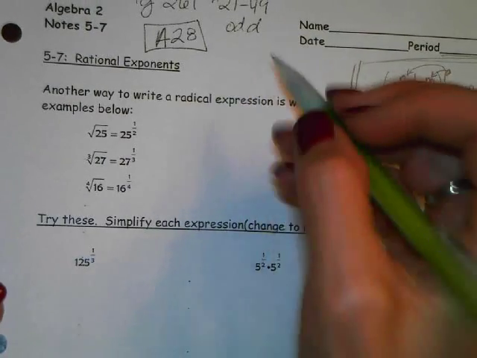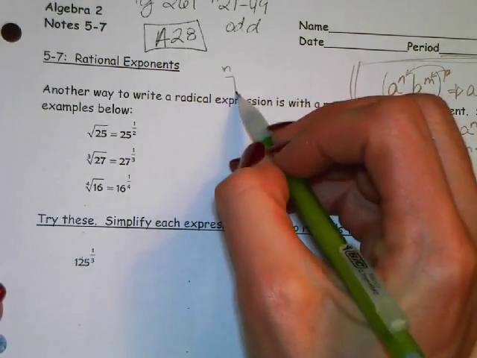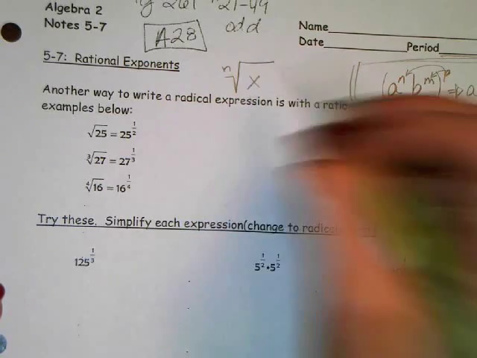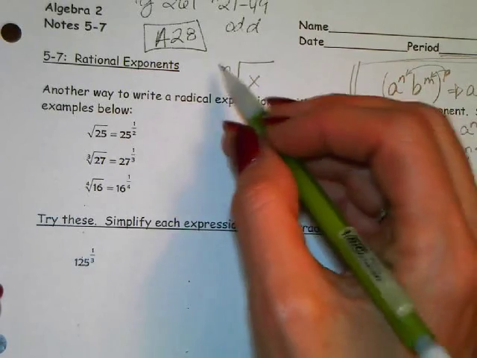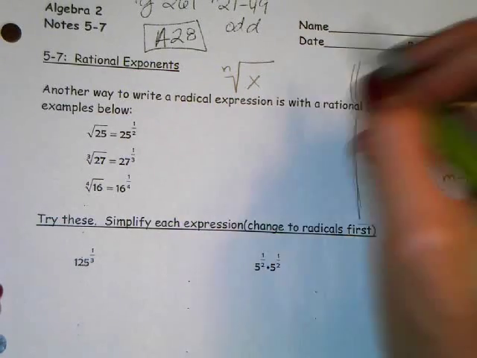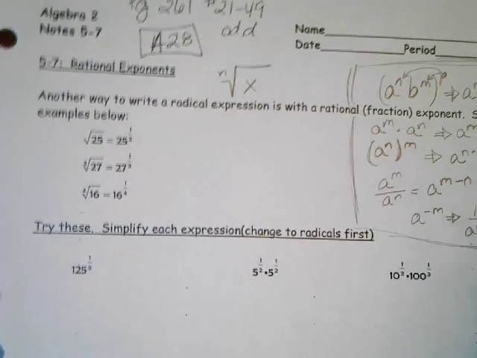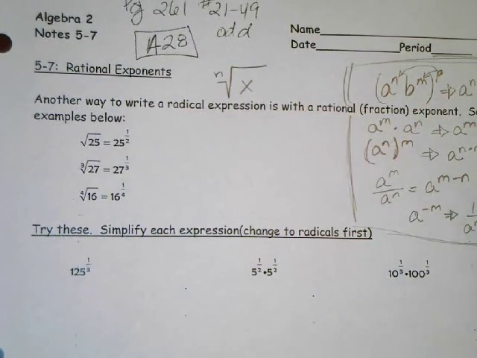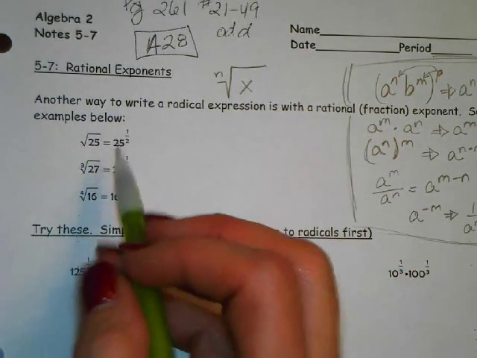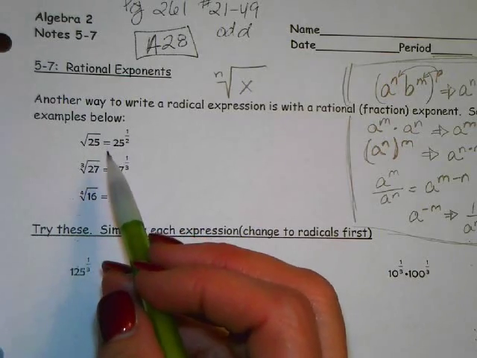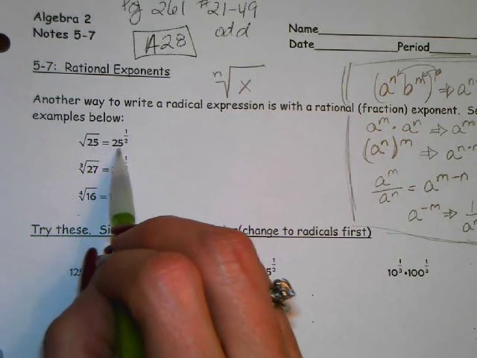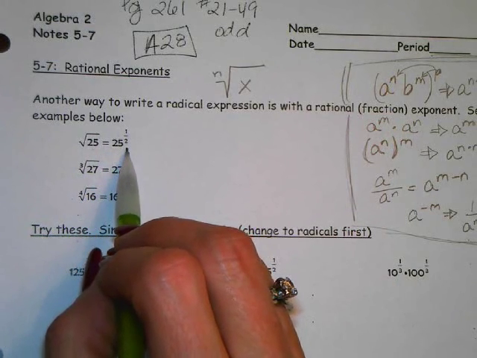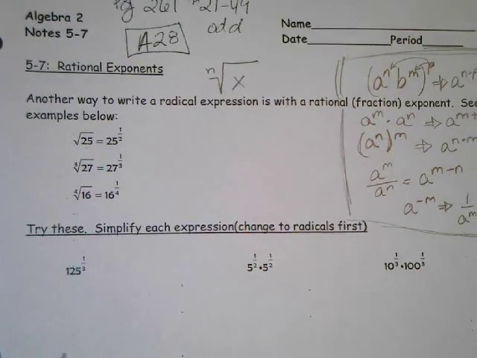Up to this point, we've been dealing with where we've had the index, the radical sign, and then the radicand. That's the form that we've been using. What we're going to be doing is converting this index and radical sign into an exponent type form, and then we can evaluate it that way. An example is if I have the square root of 25, that can be rewritten with an exponent as 25 to the 1/2.